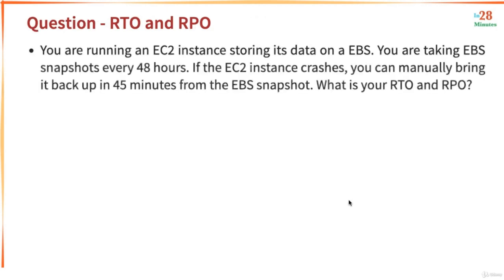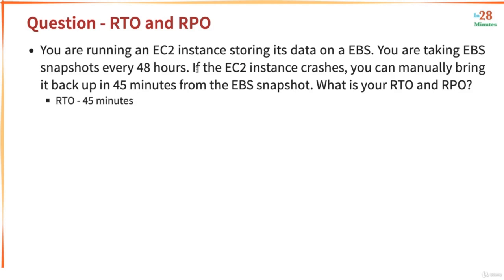Now, let's look at a quick question. We are running an EC2 instance, storing its data on EBS. You're taking EBS snapshots every 48 hours. So you only have one EC2 instance and the data of it is stored on EBS. If the EC2 instance crashes, let's say you get a page and you think you can manually bring the instance back up in 45 minutes using the EBS snapshot. What is your RTO and what is your RPO?